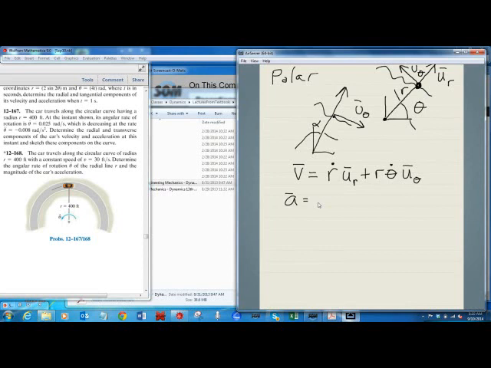Acceleration equals, let's see, I'm working off of memory. This is r double dot minus r theta dot squared in the UR direction, plus in the U theta direction, 2 r dot theta dot plus r theta double dot.